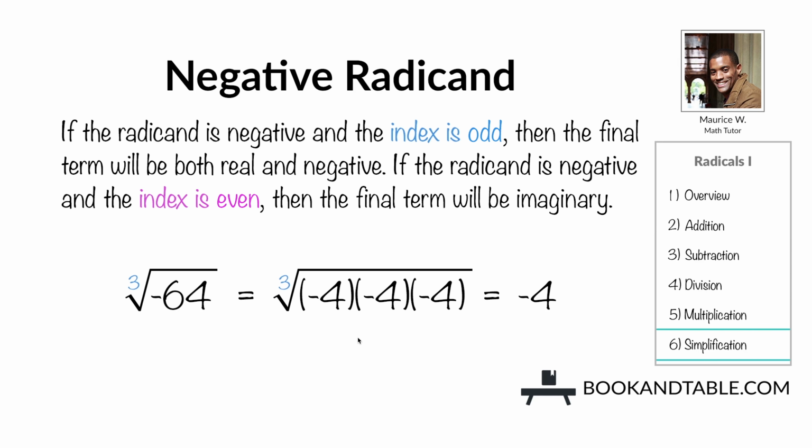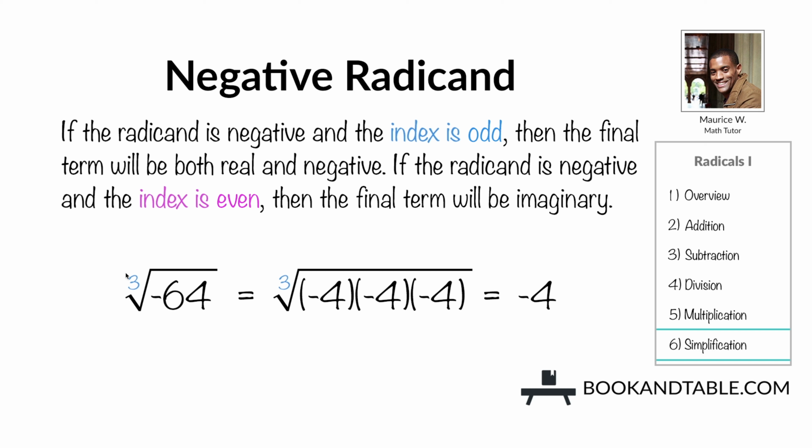Now we can also wind up with a negative radicand. If the radicand is negative and the index here is odd, then the final term will be both real and negative. If the radicand is negative and the index is even, then the final term will be imaginary. So we'll take a look at that in a second. So let's look at this first concept.